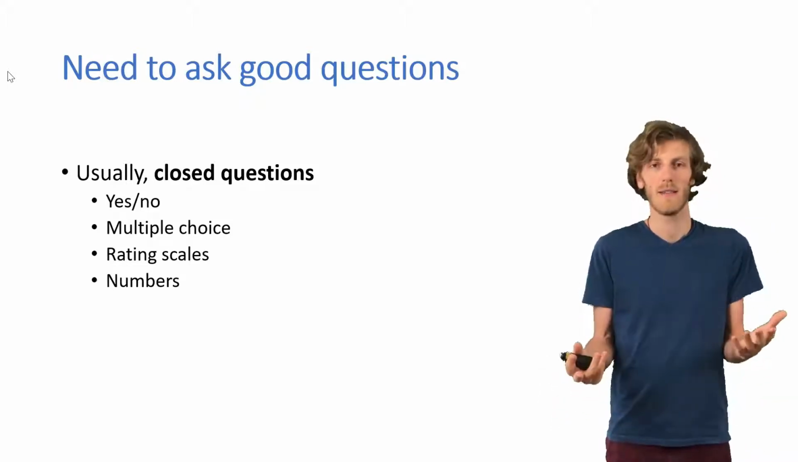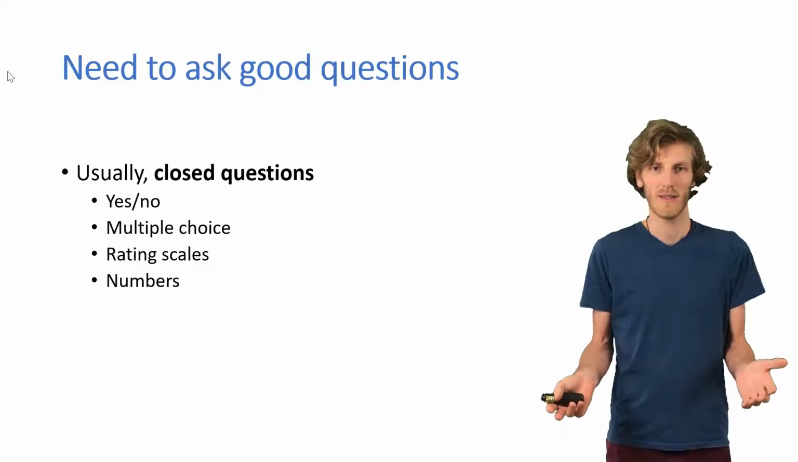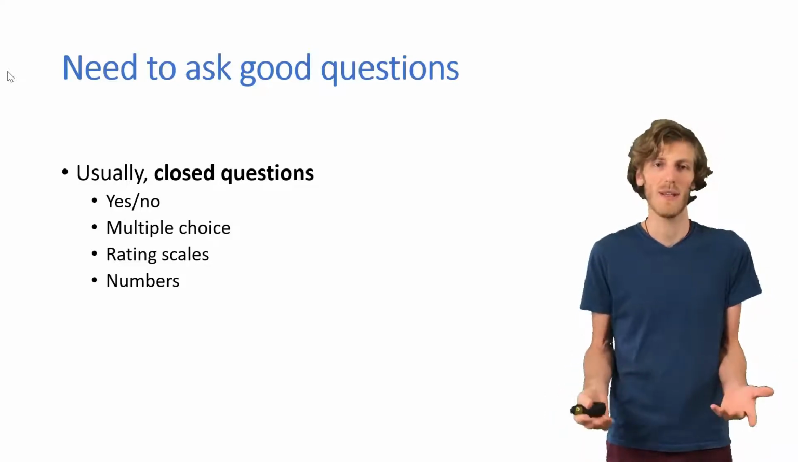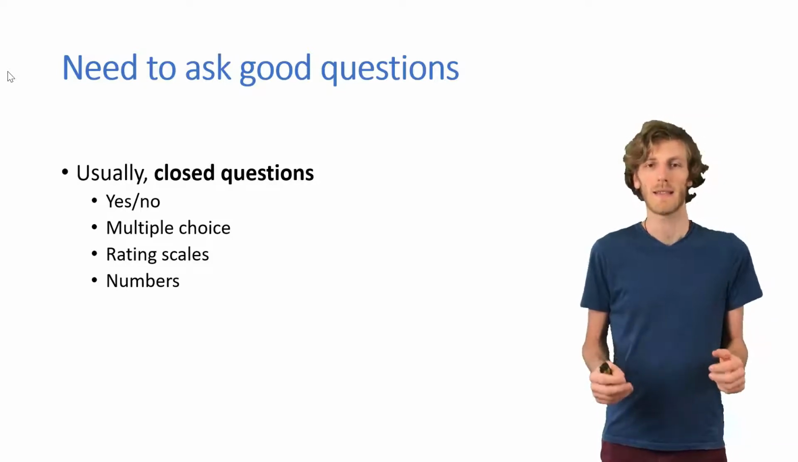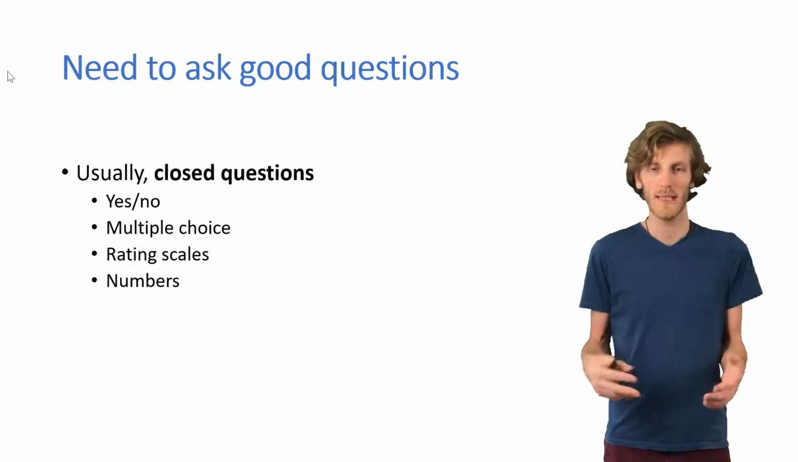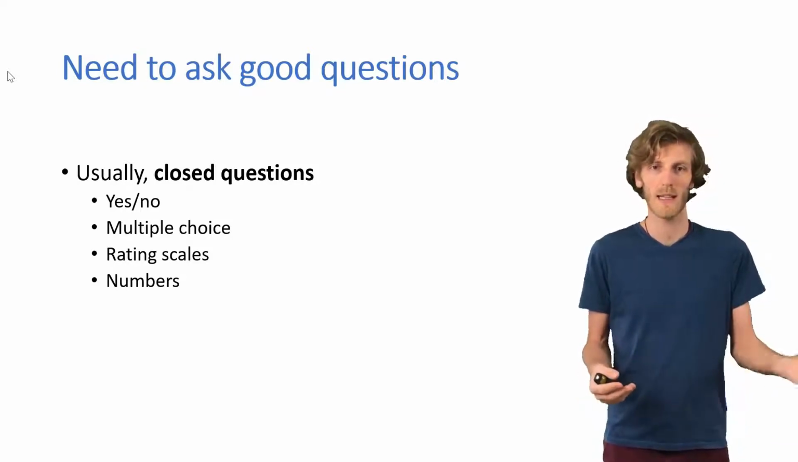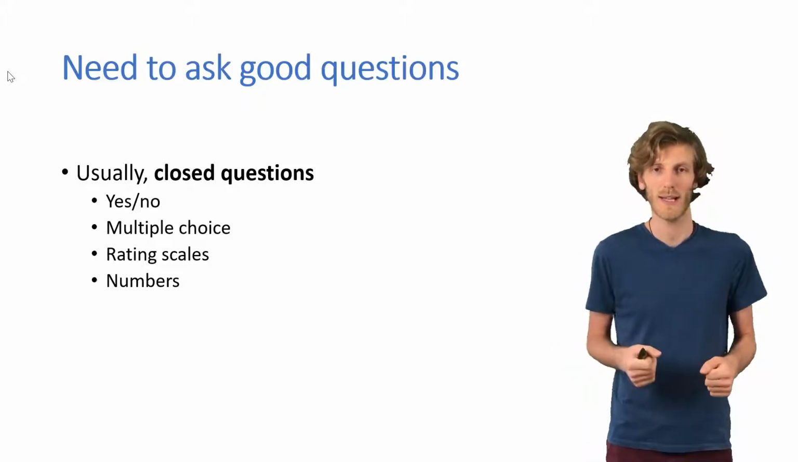So I might ask, do you like immigrants? Yes, no. I might ask, which immigrants do you like out of these 5 categories? I might ask, how far do you agree that immigrants should be here on a rating scale from entirely disagree to strongly agree?